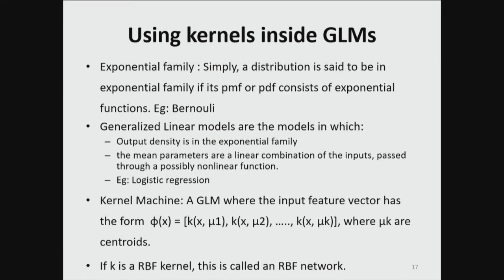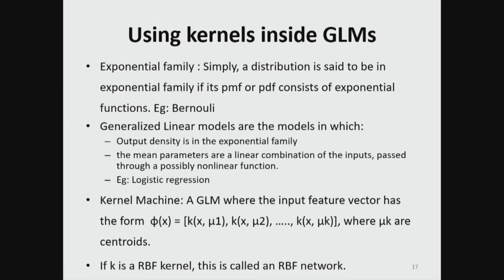The first terminology we should be familiar with is the exponential family. Is that clear? What is an exponential family? Exponential family is a statistical distribution whose PMF or PDF has some exponential component. Fine. Then we move to the next one, generalized linear models, or we call it in short form GLMs, generalized linear model.